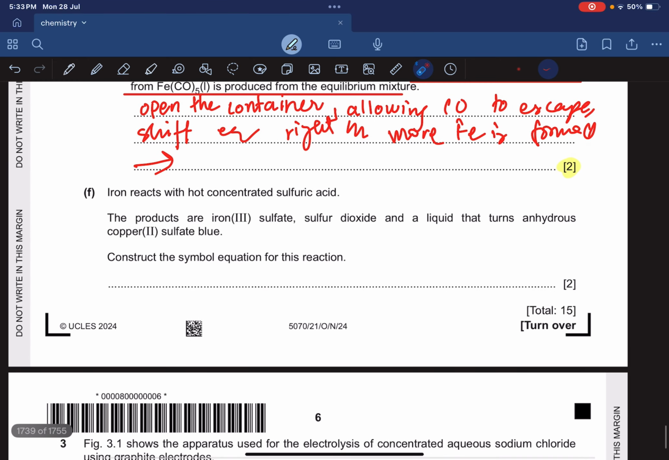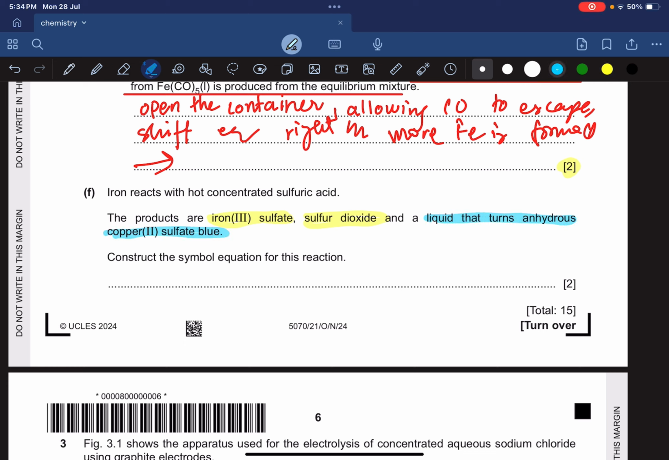Iron reacts with hot concentrated sulfuric acid. The products are iron(III) sulfate, sulfur dioxide, and a liquid that turns anhydrous copper(II) sulfate blue. Now we know some products: iron(III) sulfate, we just have to form a formula. We know the formula for sulfur dioxide, SO2. And the third thing is that we have a liquid that's going to turn our copper sulfate blue.